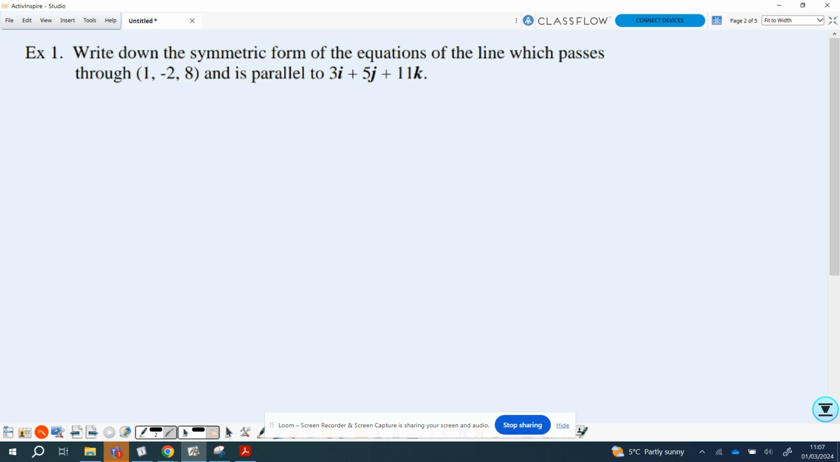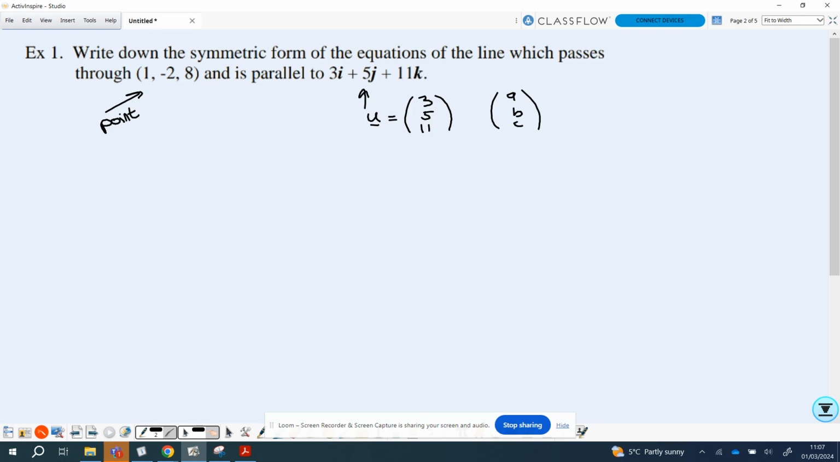So that's my point, that's going through the line. And over here, that's giving me my u vector, the direction vector, which would be 3, 5, and 11. So back in the notes, that would be the same as my a, b, and c that I had written on my front page.